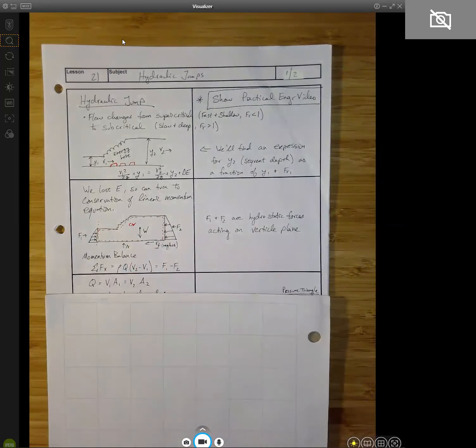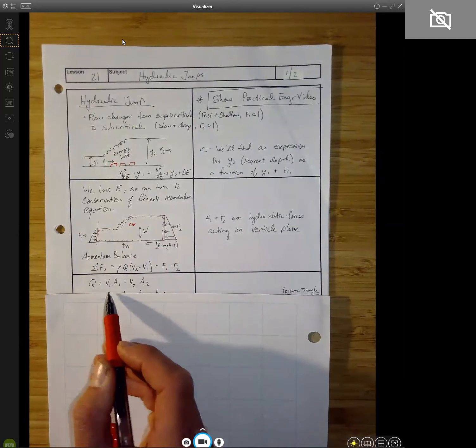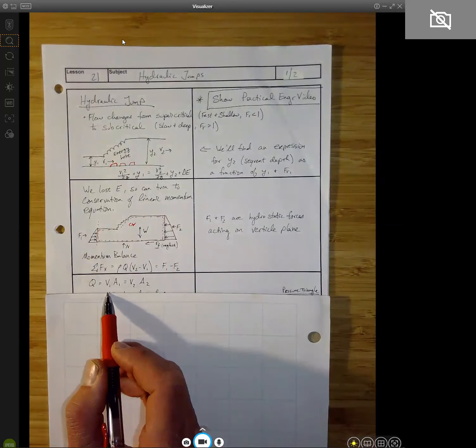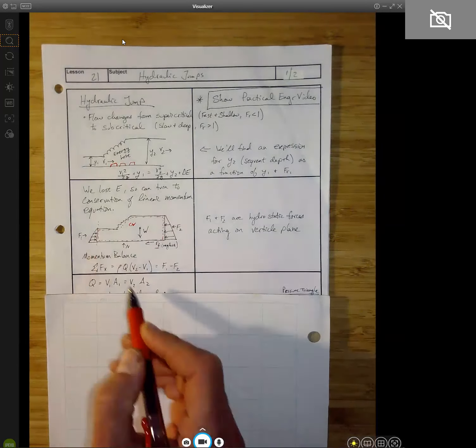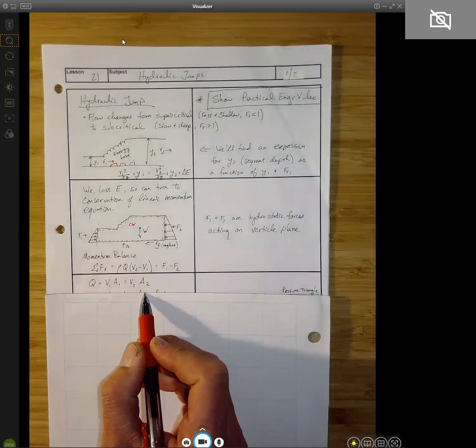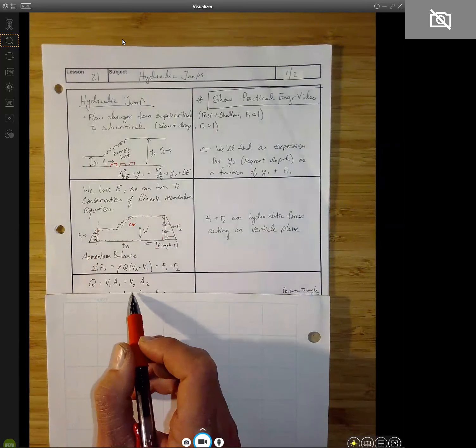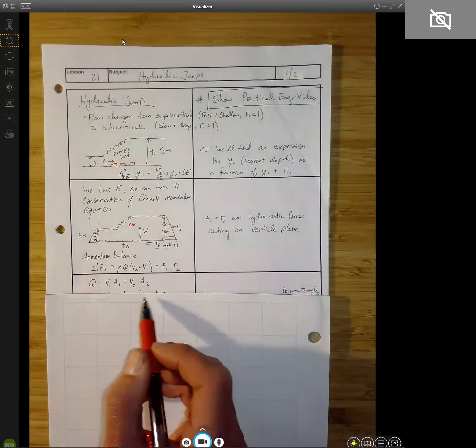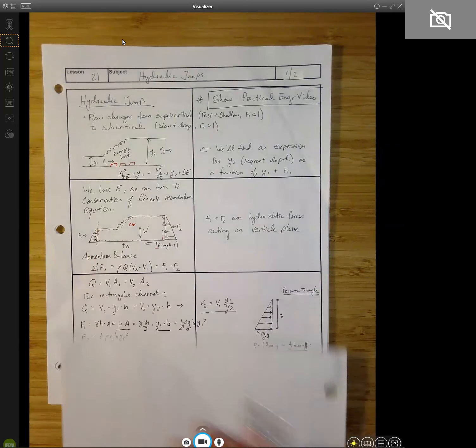Okay, we can go back to our continuity equation. Velocity at point 1 times the cross-sectional area at point 1 is going to equal the velocity at point 2 times the cross-sectional area at point 2. We're not losing any flow here, right? We're losing energy, we're not losing momentum, and we're not losing discharge.